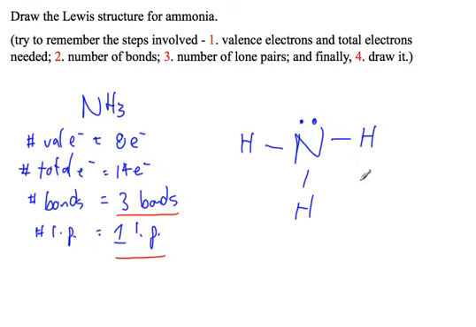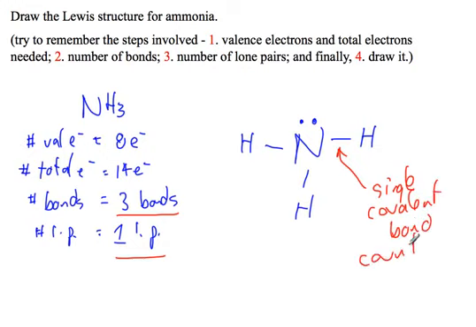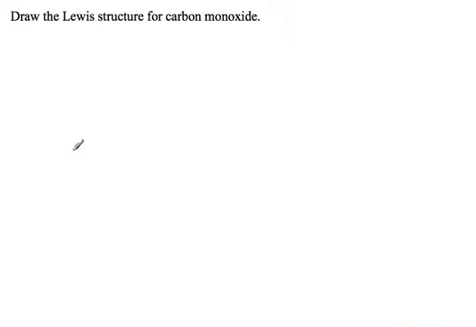Don't forget that a single covalent bond counts as 2 electrons for each atom of the bond. So that's why with nitrogen we count that bond as 2 for nitrogen, but we also count it as 2 for hydrogen. Remember, they're being shared, covalent bonds.